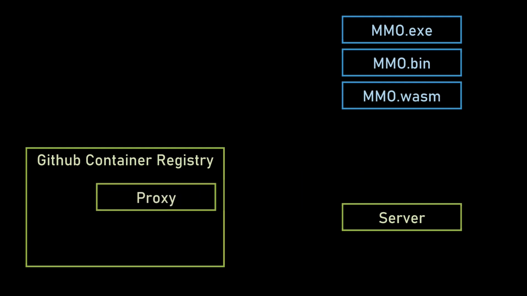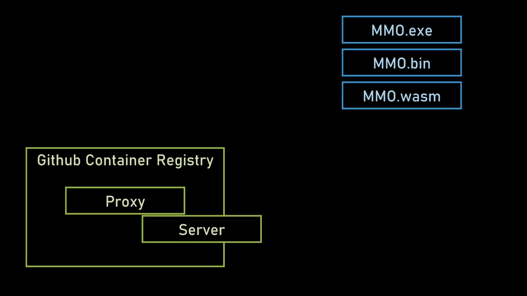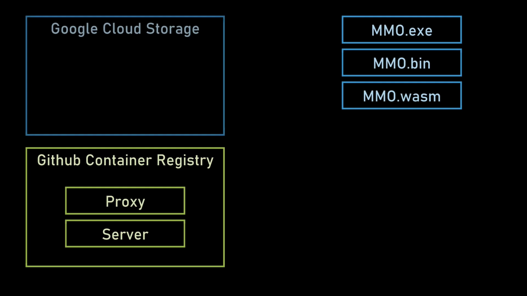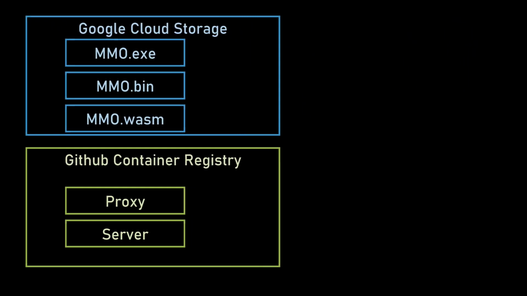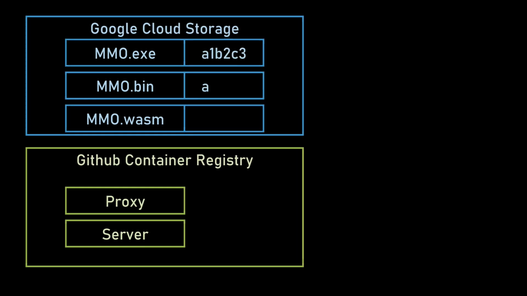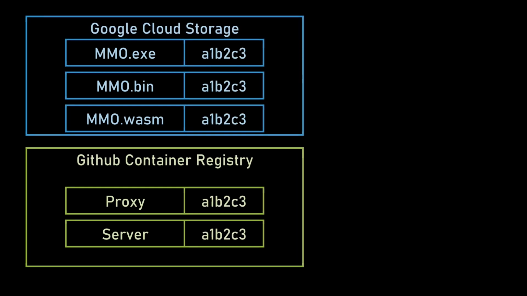For the Docker images, I chose to use GitHub's container registry. For the client binaries, I chose to use Google Cloud Storage. GitHub also has a place to store artifacts, but I found their API to be more complicated than the Google Cloud Storage. I tag each build artifact with the commit hash of the repository it was built from. This lets me easily identify which binary came from which commit.